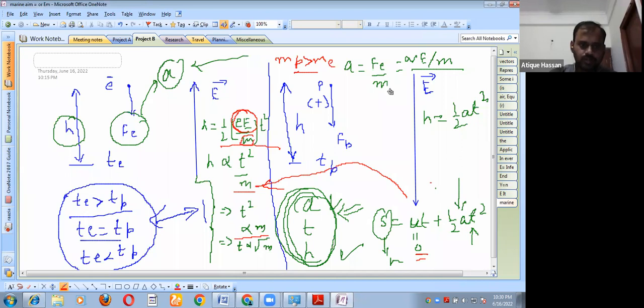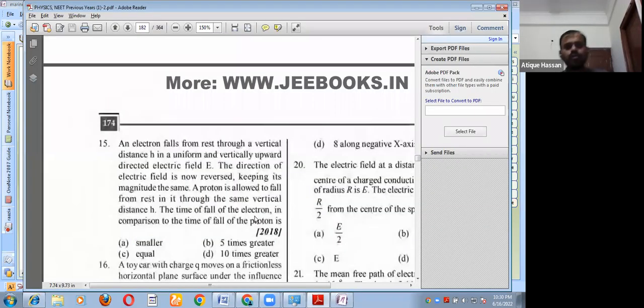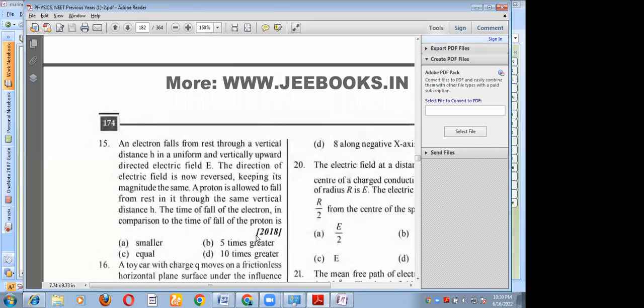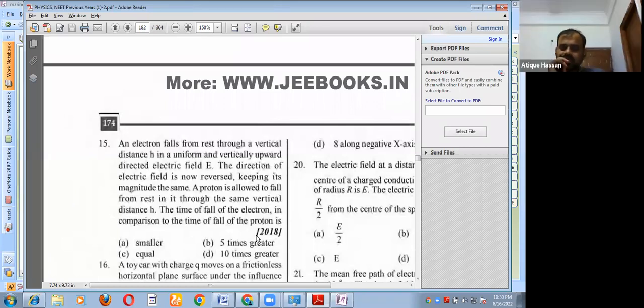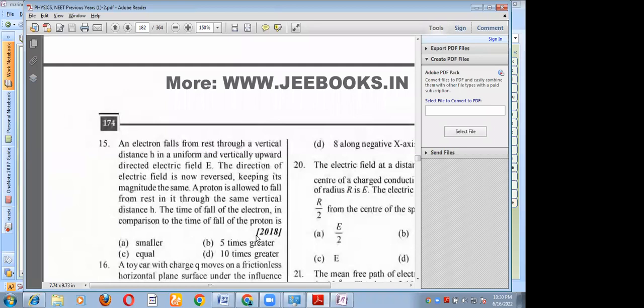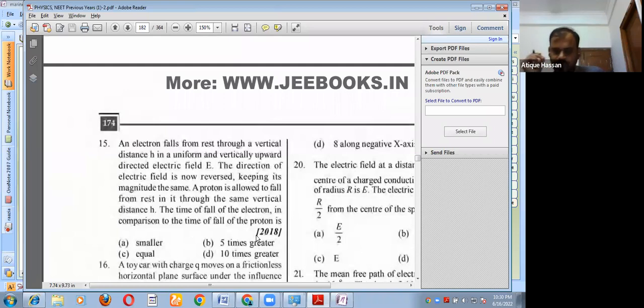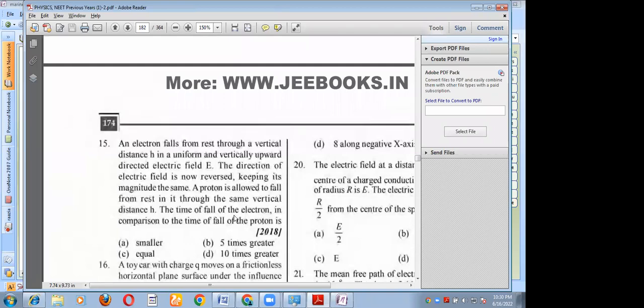Now coming to this question, the time of fall of the electron compared to the time of fall of the proton will be smaller or equal? Obviously, it should be smaller. Time of proton is greater, so time of electron should be smaller. So the correct answer is A. Have all of you got this answer? Time of electron should be small. Got it, Namuna? Shravya? Yes. All of you got this?